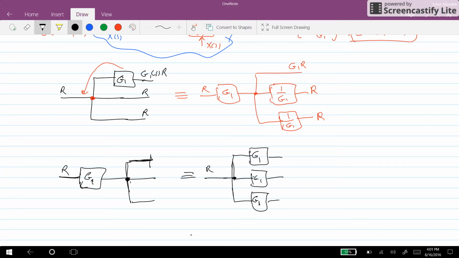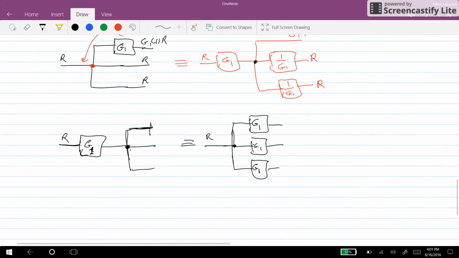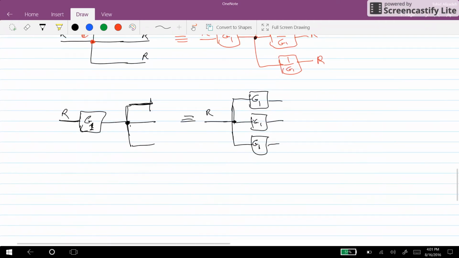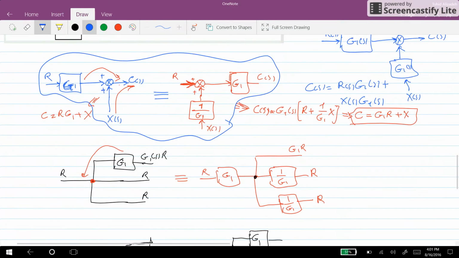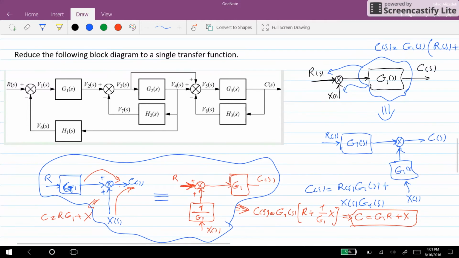So this is the way in which the block will move from one side to the other side of the branch point or the summation point, as you already had seen here. So now we can go forward and start to reduce or simplify our function block diagrams which are provided here. We need to reduce it to a single transfer function.